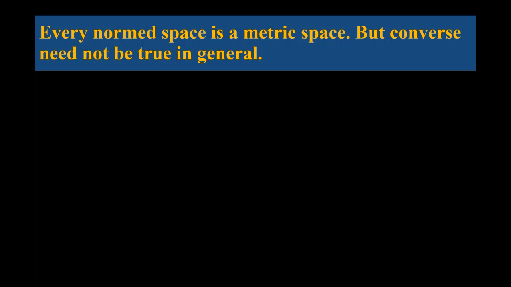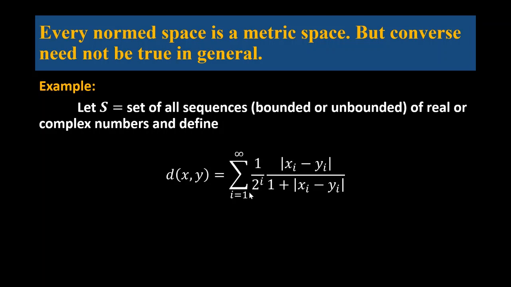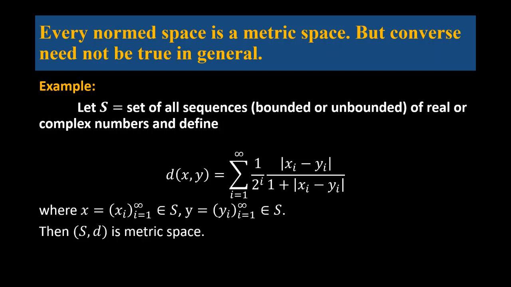For example, if we take the set S as the set of all sequences of real or complex numbers, here the sequence may be bounded or unbounded, and we define d(x,y) as the summation i varies from 1 to infinity of 1 by 2 raised to i into mod of xi minus yi divided by 1 plus mod of xi minus yi, where x and y belong to S, with x the sequence (xi), i varies from 1 to infinity, and y the sequence (yi), i varies from 1 to infinity. Then we can easily show that this S together with this metric is a metric space.